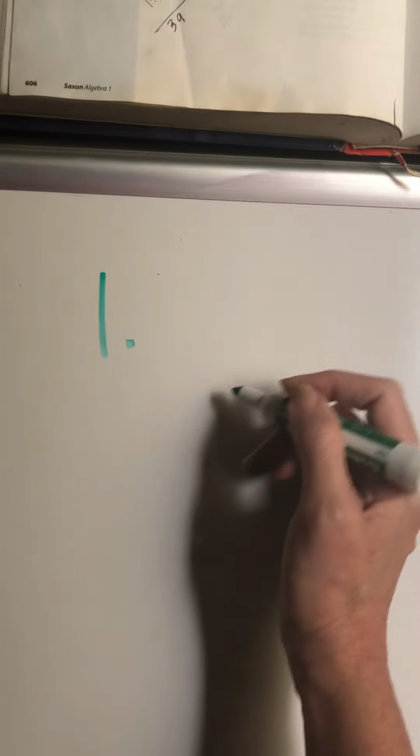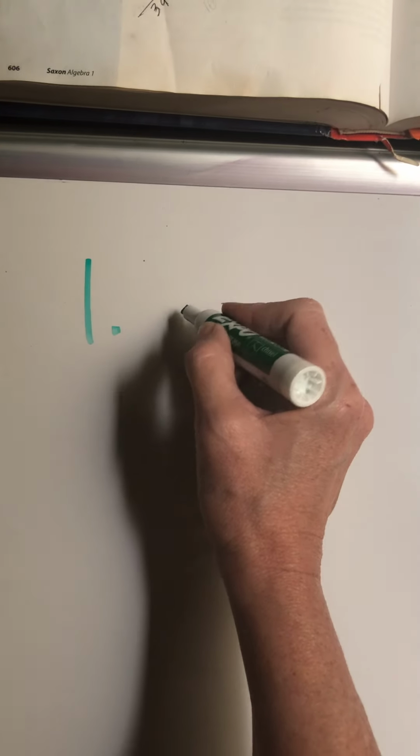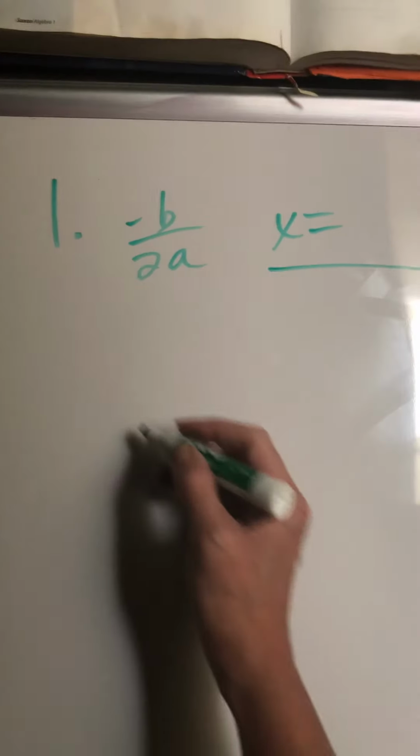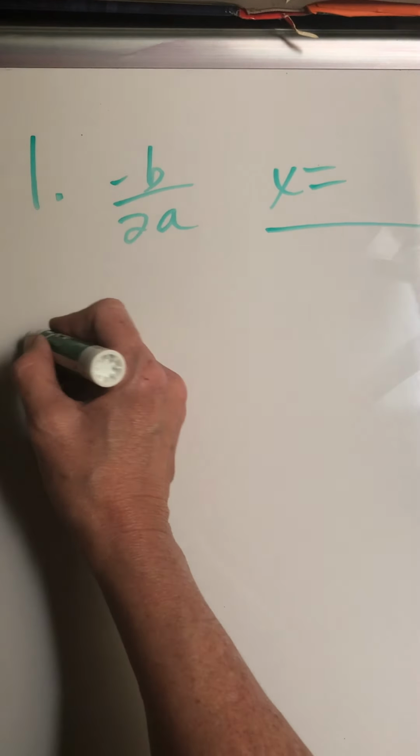Okay, so let's see. Number 1 is just finding the axis of symmetry. The thing you need to remember about number 1, it's negative b over 2a, and you've got to put x equals. You've got to put that x equals. Several of you missed that last time.